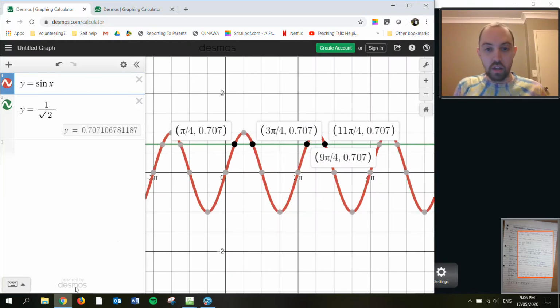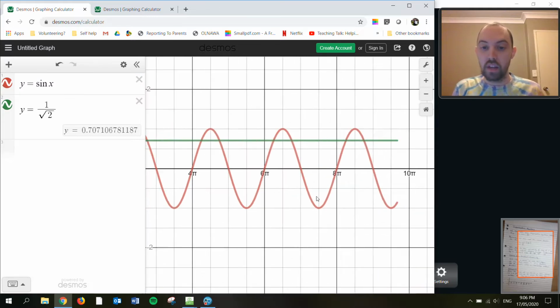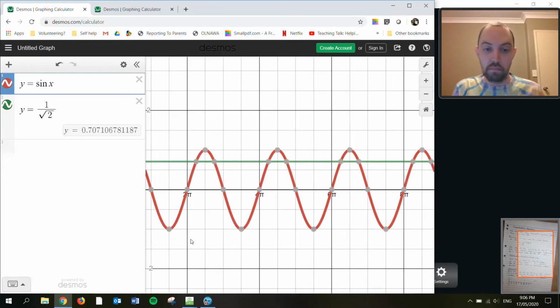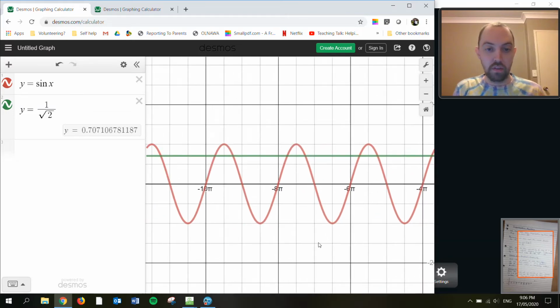And I'll just show you a diagram here. Alright, Desmos, great tool. We've got our two functions, sine of x and a function y is equal to 1 on root 2. So where these two functions intersect is where they're equal. So you have pi on 4, 3 pi on 4, 9 pi on 4, 11 pi on 4, and you'll see that it keeps going, okay? Not to mention it goes in both directions, so it goes into the negative realm as well.